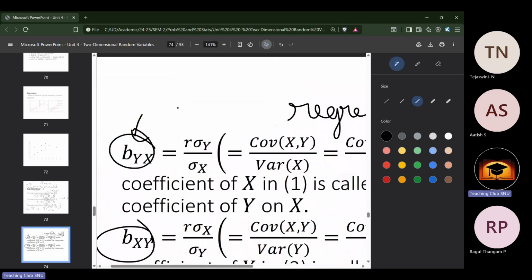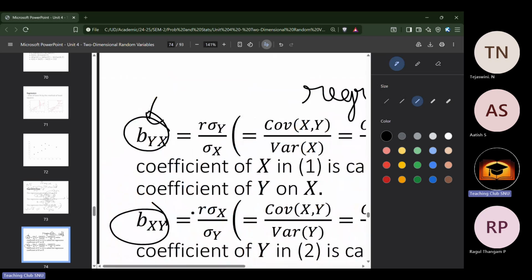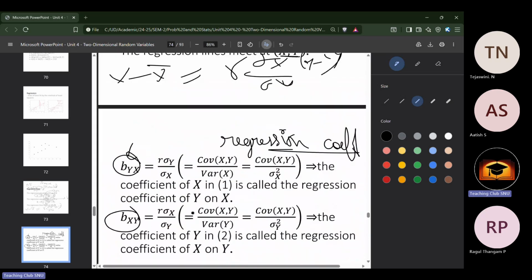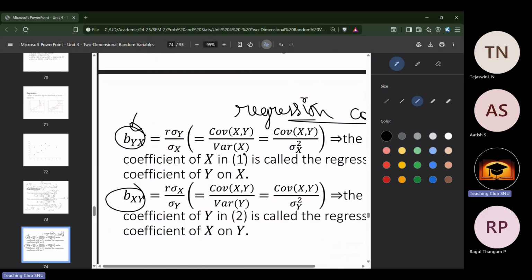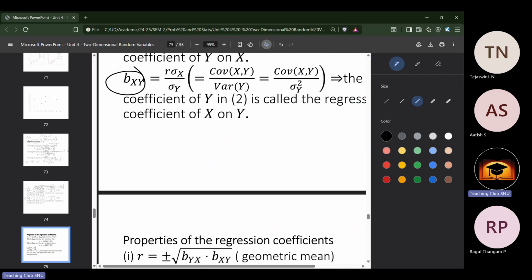So R sigma Y by sigma X, R sigma X by sigma Y. Yes, beautiful. And you can see these are all simple derivations only. We very well know R is given by covariance by sigma X and sigma Y. From there, you can easily define it. R is covariance of X comma Y by sigma X, sigma Y. Already you have one sigma Y and one sigma X, so sigma Y will cancel out. Sigma X into sigma X will be sigma X square, and that is variance. Okay, so just a few derivations, you can note this down.